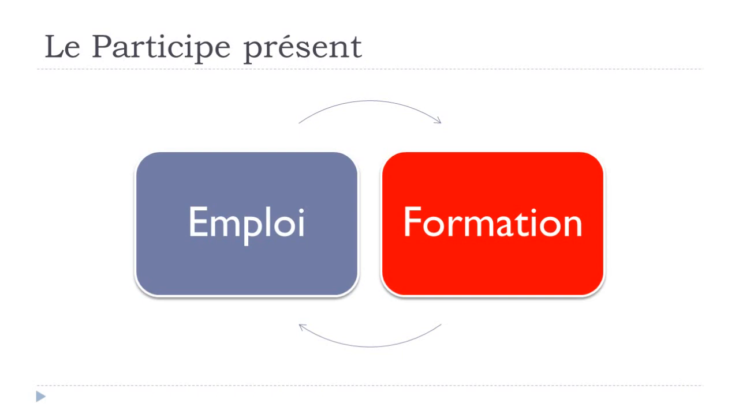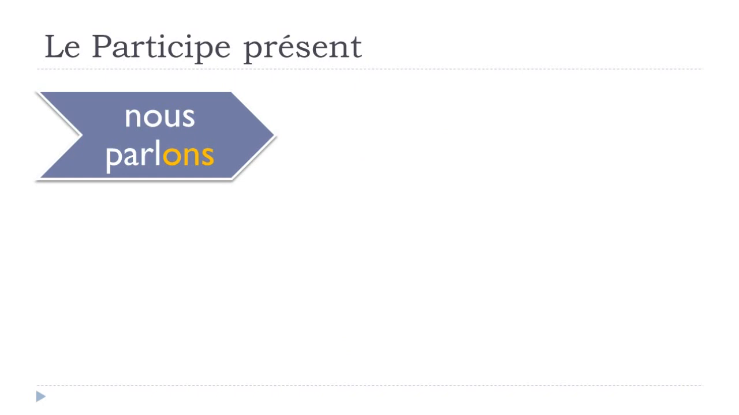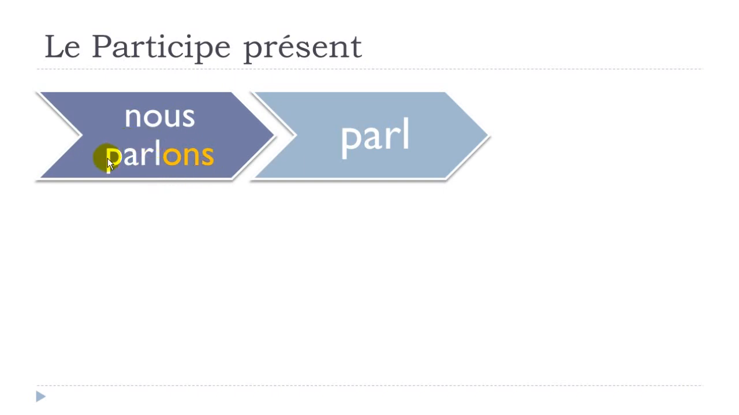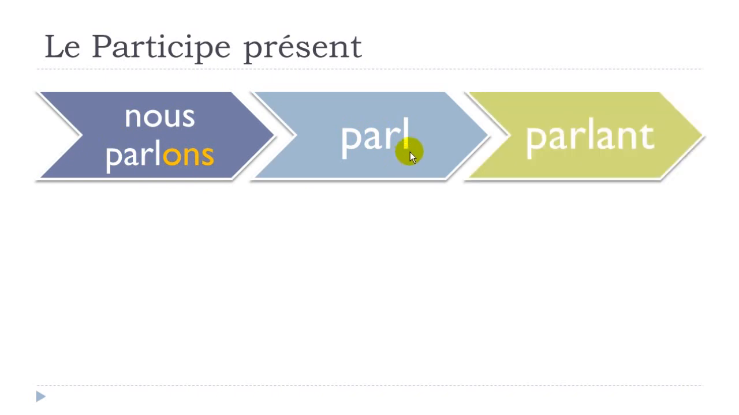So how do we make this participe présent form? It is quite easy, especially at this level now, because you will have to, well, first know the nous form of the verb at the present tense, sorry. Nous parlons, okay? And then if you remember, this ONS ending is usually the ending for nous, so first you need to spot it. Then you will take it away, so we keep this P-A-R-L part, and at the end we will add A-N-T. Alright, so we get here this participe présent form.